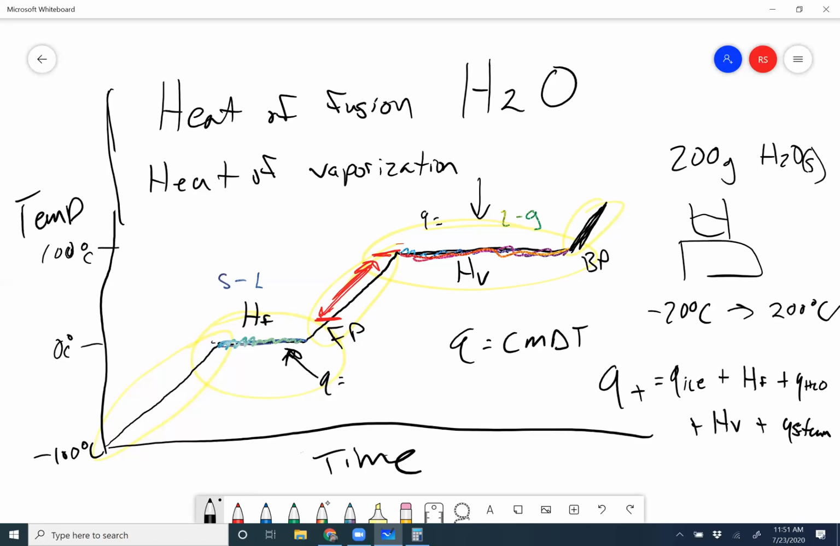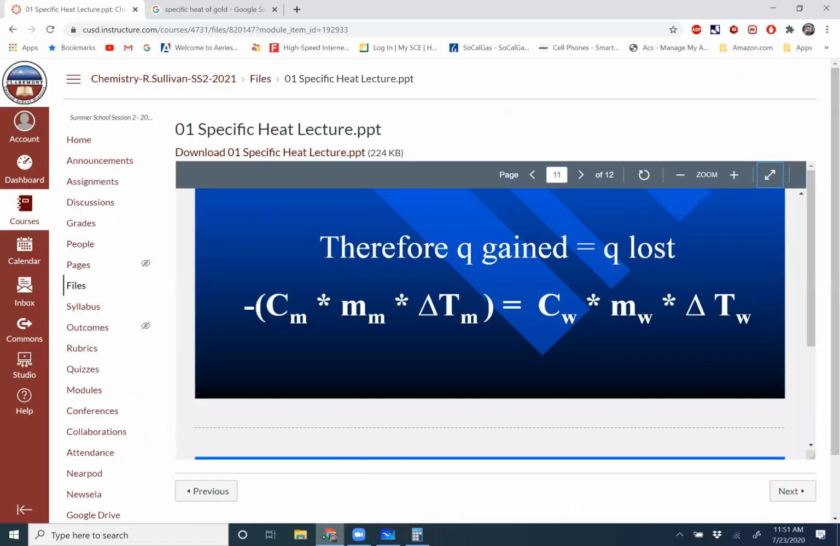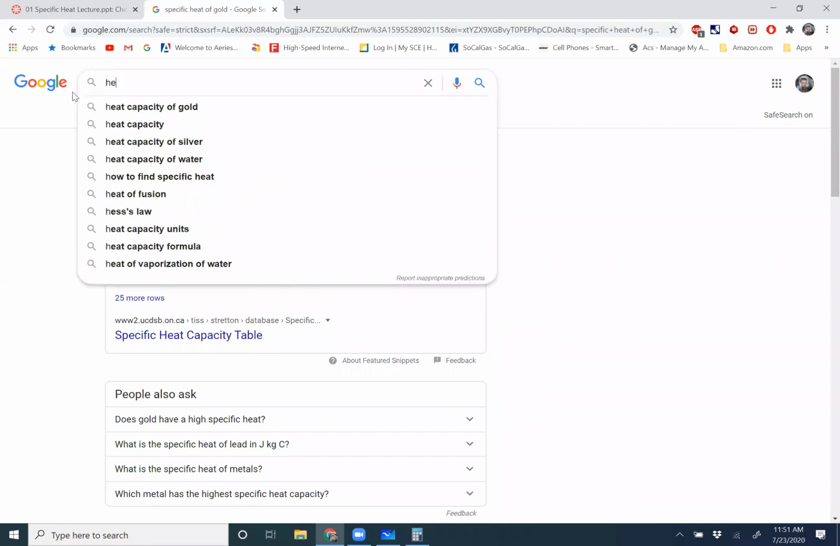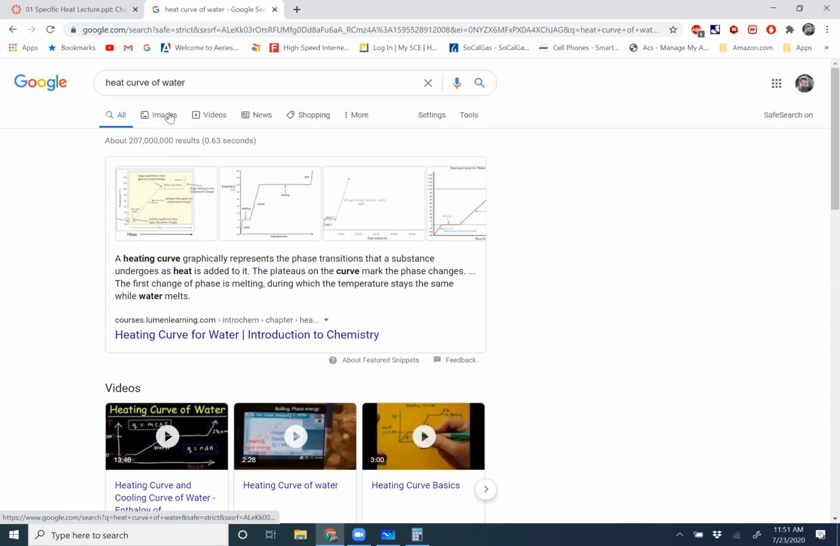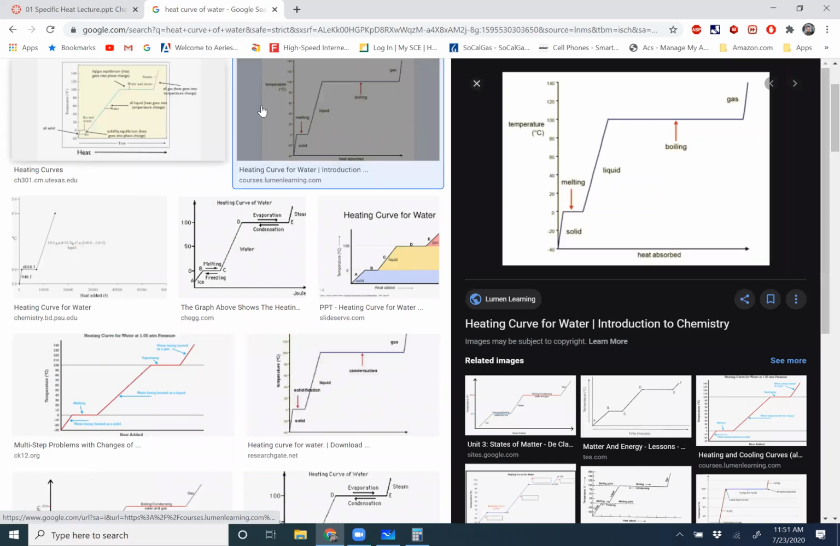So while your homework, your classwork, has some examples of this, I don't need you to do that on the test. It's not on the quiz. All I ask you to do is be able to identify on a heat curve what's going on. So on the quiz, it'll bring this up and ask, what's happening at this plateau? What's happening at this plateau?